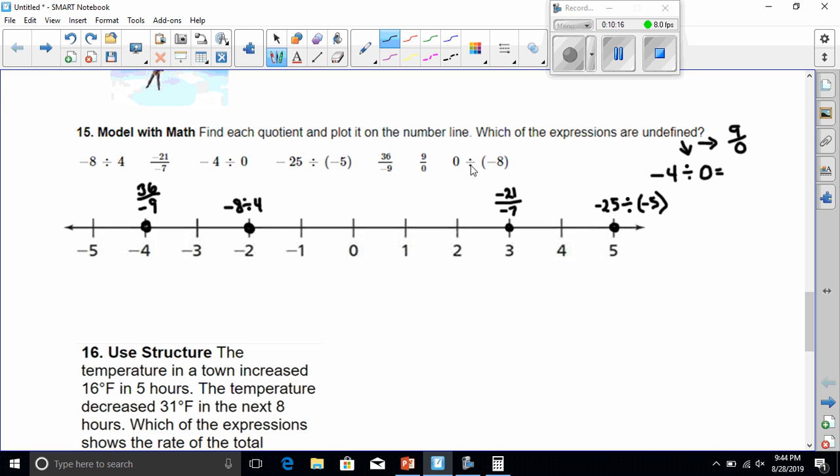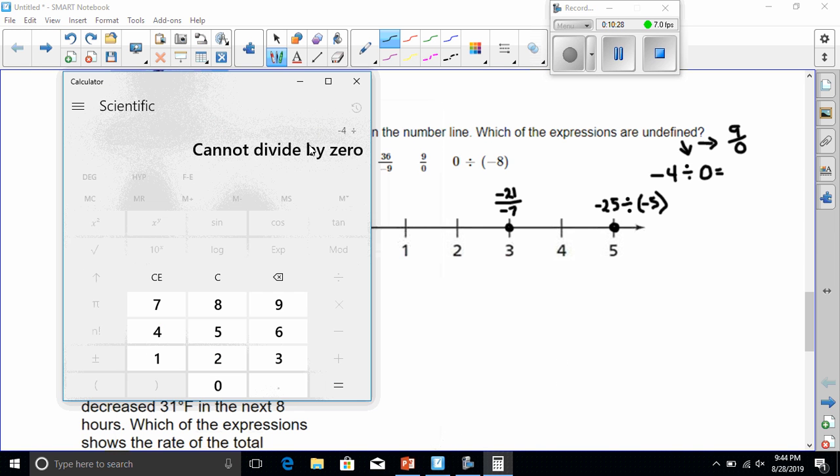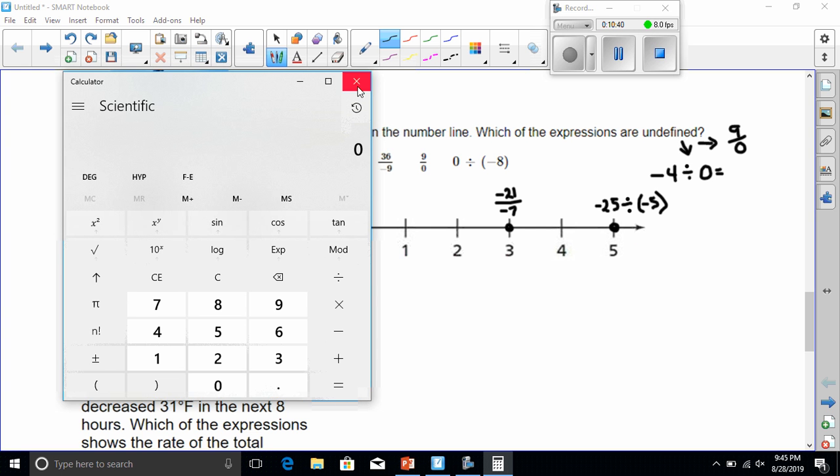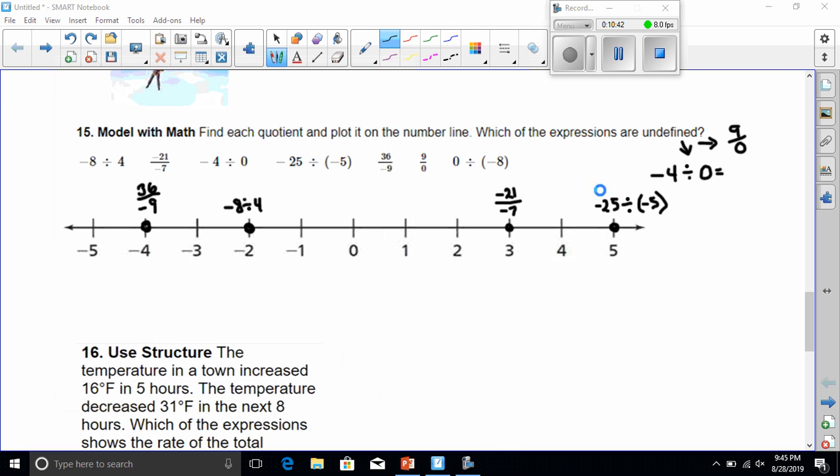Lastly, we have 0 divided by negative 8. Now, some of you might think automatically, oh, we got another undefined one. But remember, this time the 0 is coming first. So let's find out when we put in our calculator what happens when we put 0 divided by negative 8. Well, 0 divided by negative 8 is going to give us 0. So we do get 0 as long as we are dividing 0 by a number, not when we are dividing a number by 0.